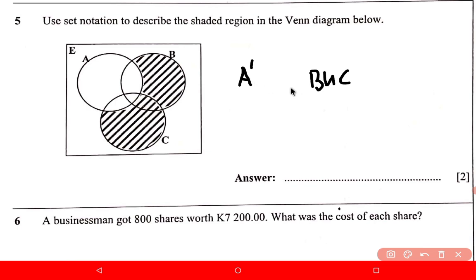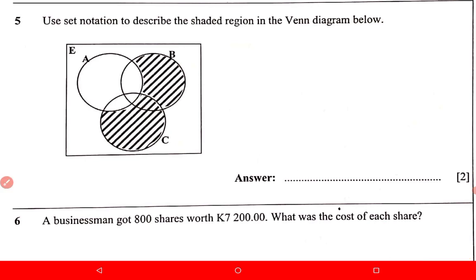Now how do you combine these two now so that it makes sense? A complement, correct? B union C, okay? So this you're going to write it as A complement intersection B union C. So you've seen the way you're getting your 2 marks. Okay, very simple and straightforward. Okay, we go to question 6.